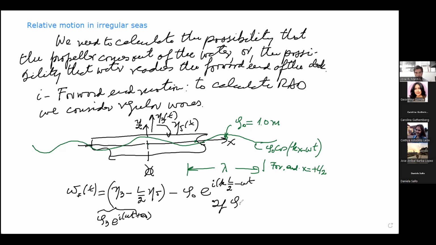Doctor, you say that this applies to propellers? Right now, I'm explaining for the possibility of having water on deck. Oh yeah, doctor. I will explain that in a minute.